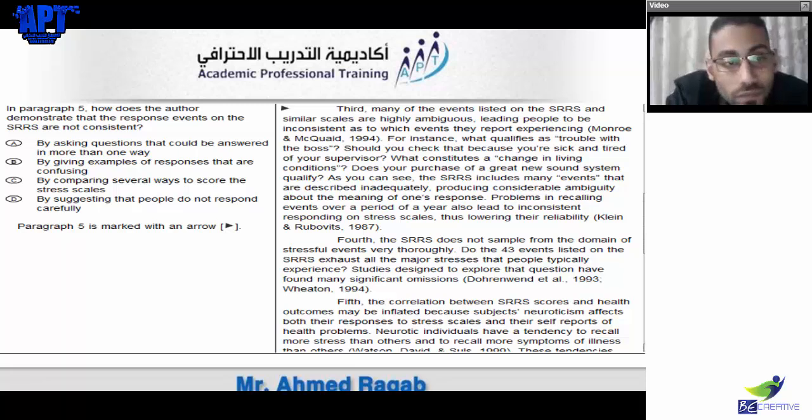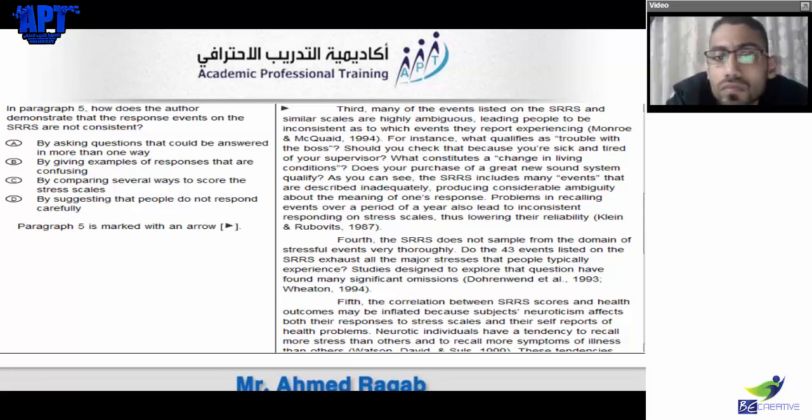Now in paragraph 5, how does the author demonstrate that the response events on the SRRS are not constants? By asking questions that could be answered in more than one way, by giving examples of responses that are confusing, by comparing several ways to score stress scales, by suggesting that people do not respond carefully.